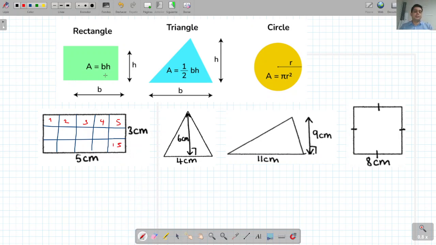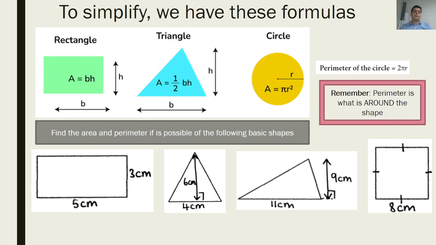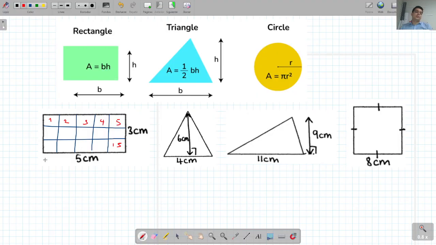As you can see, the first shape that we have is a rectangle. The rectangle has a very basic formula, which is base times height, b times h, where the base is always what is against the floor. Remember that the base goes along with the floor. The first rectangle has a base of 5 centimeters, and the height is 3 centimeters.